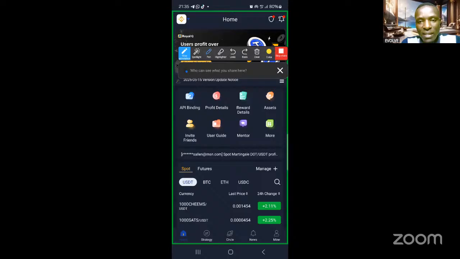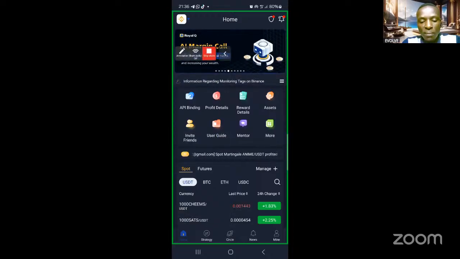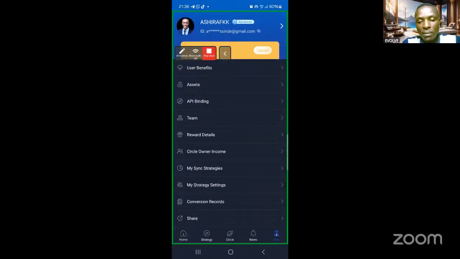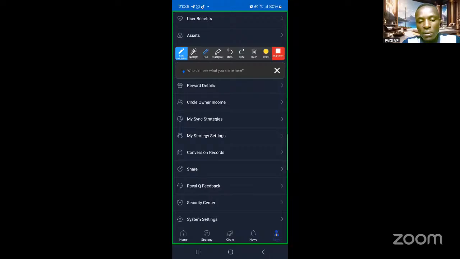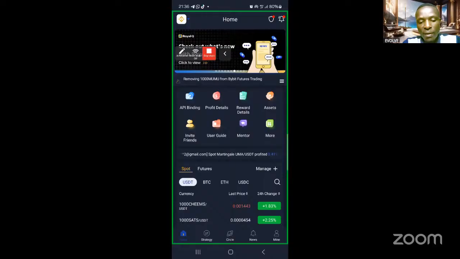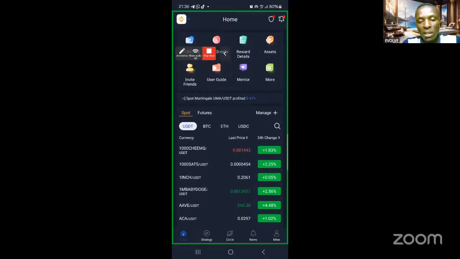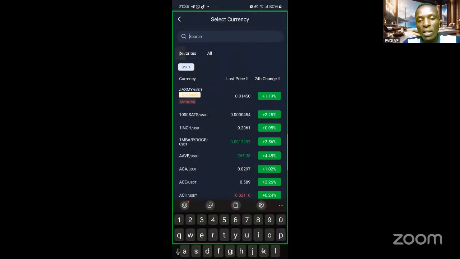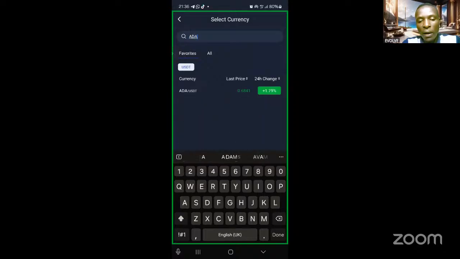I like putting my settings via this feature. You create a template. That's what I like. You can choose to come and pick a coin instantly. You search for the coin here. ADA. Oh yeah, I'm already trading ADA. You pick a coin.